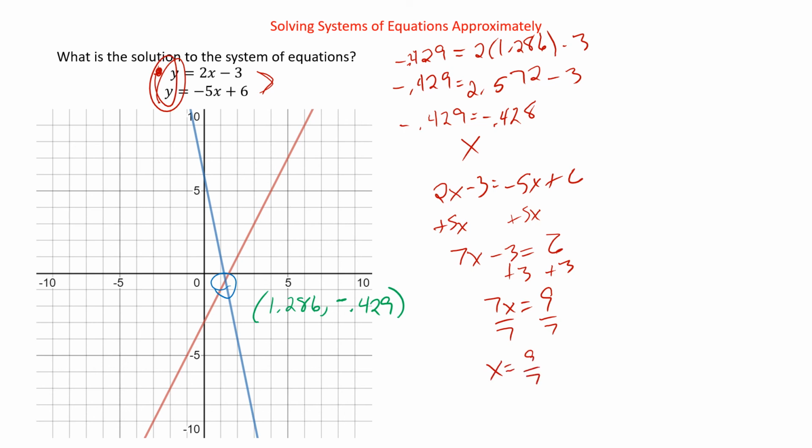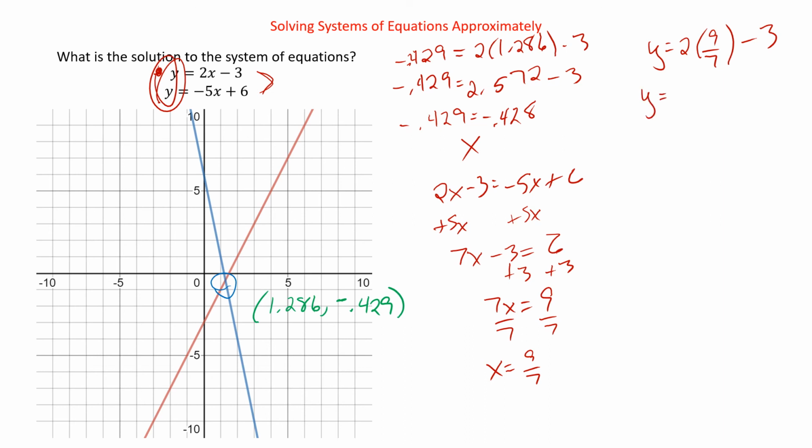9/7. Now that's not a particularly nice number, but it's 1.286 or 1.285714, 285714, 285714. That part keeps repeating. So it rounds to 1.286. So there we can find x by just making these two things equal. And then to find y, we could plug this into the equations. Now, I would plug it into both just to make sure that something horrible didn't happen. So y will equal 2 times 9/7 minus 3.